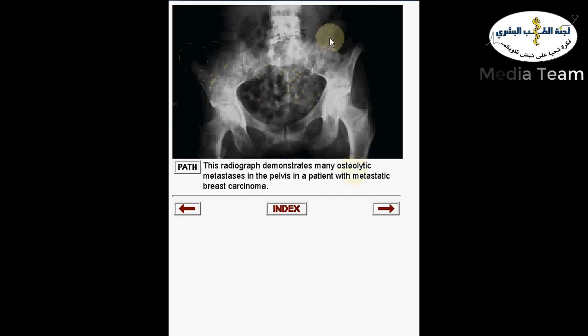And here is another patient with breast cancer who has mets to the pelvis. We said it's usually the axial skeleton where we have the mets most of the time. We don't usually see much breast cancer mets to the femur or the tibia, etc., the peripheral skeleton. It's most of the time in the central axial skeleton.